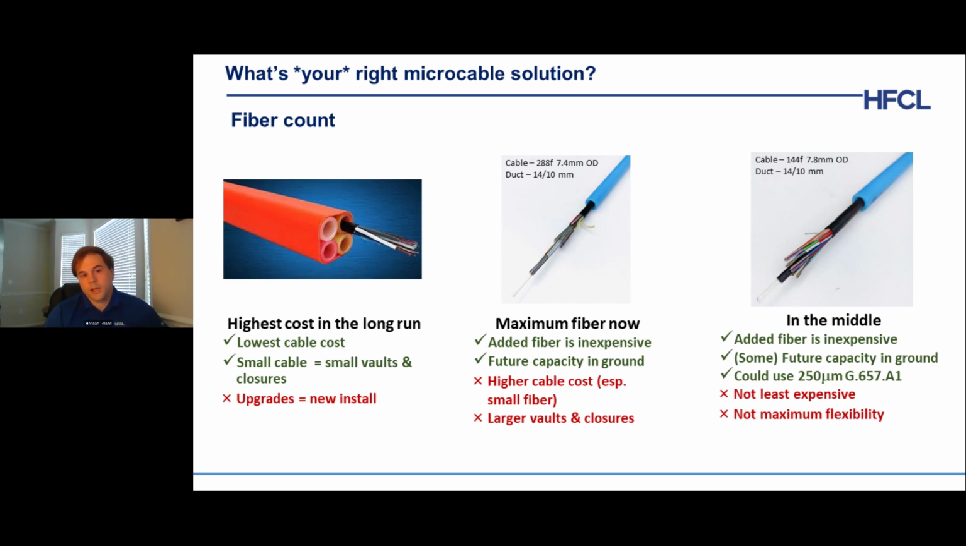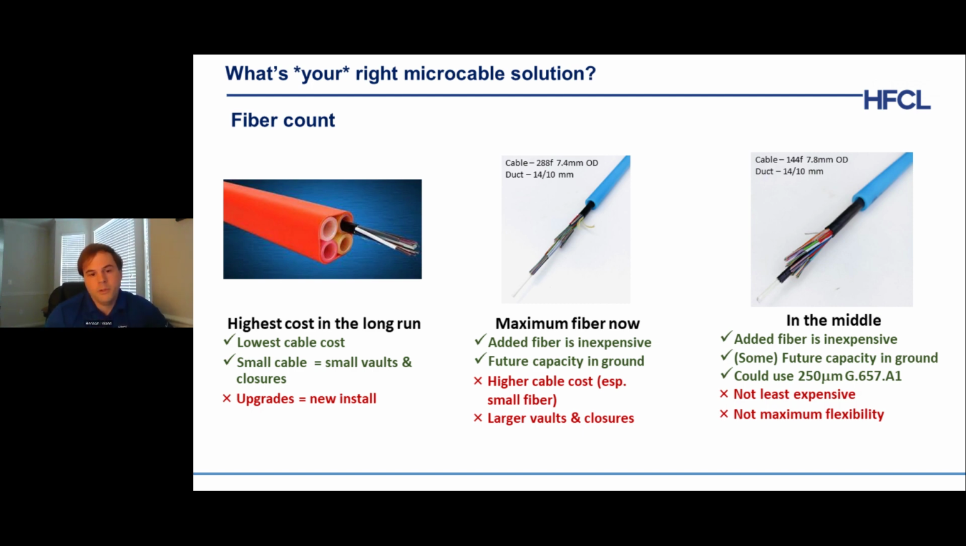So moving on to fiber count. So overall cable fiber count specifically. Maybe you just want to install just enough capacity for the demand that is there in a certain area. So that comes with the lowest cable costs. So it comes with smaller cable, vaults, closures, etc. So the issue there, though, is you may run into capacity constraints where if you need to add more fiber, you're going to have to go in and do a new installation.